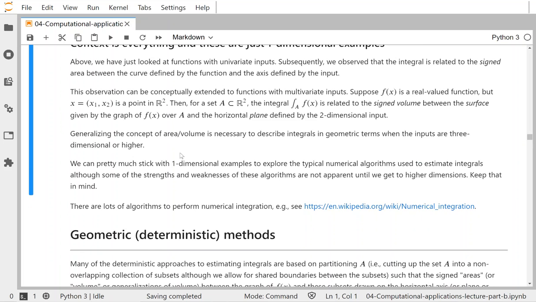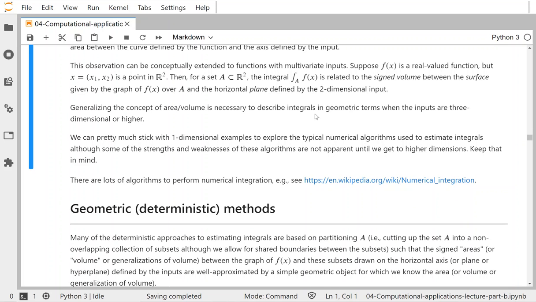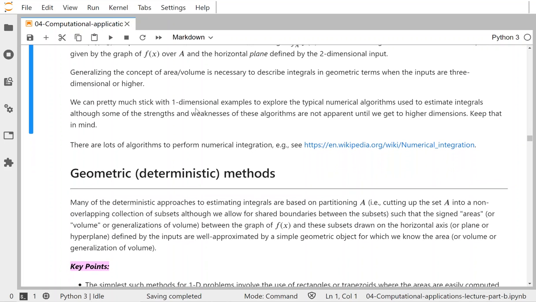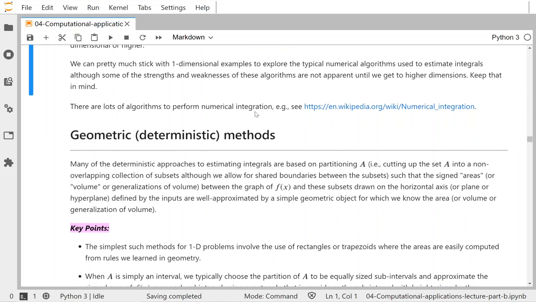Now, you can generalize the concept of area and volume to describe integrals in geometric terms when the inputs are three-dimensional or higher, but we really need to say what that means, and we're not going to get into that here. We can pretty much stick with one-dimensional examples to explore the typical numerical algorithms used to estimate integrals, although some of the strengths and weaknesses of these algorithms are not apparent until we get to higher dimensions, and you should keep that in mind. There are a lot of algorithms to perform numerical integration, and I provide a link to a Wikipedia article that shows some of the very common ones.